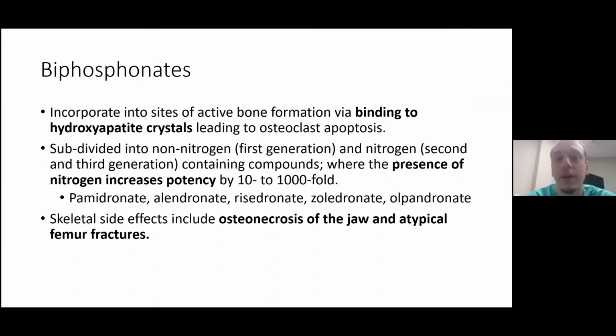Bisphosphonates incorporate into the active bone formation, binding to the hydroxyapatite crystals, which leads to decreased osteoclast activity and apoptosis. They can be subdivided into first generation and second and third generation, depending on the presence of a nitrogen, where the presence of nitrogen increases the potency of the drugs by 10 to 100 fold. Here are some examples of bisphosphonates. Some of the skeletal side effects include osteonecrosis of the jaw and atypical femur fractures. And both of these are directly correlated with the time of treatment. Patients that are treated longer with bisphosphonates have higher chances of developing, for example, the skeletal side effects.